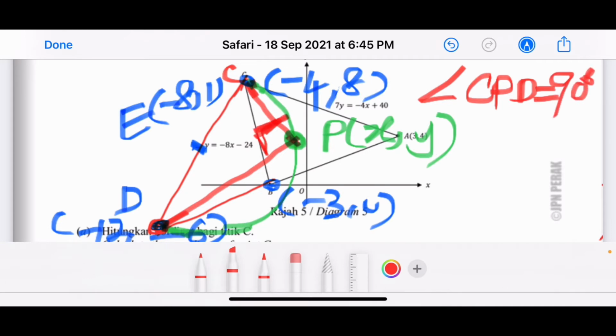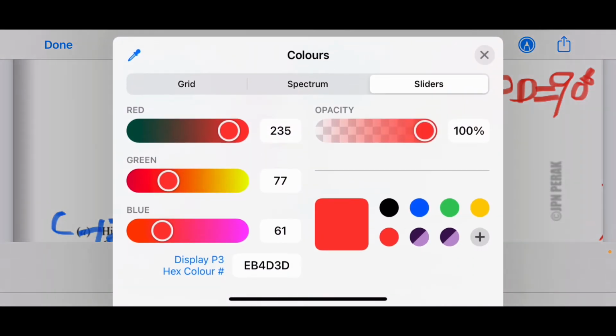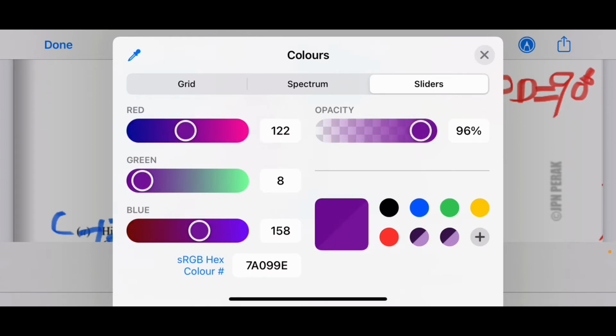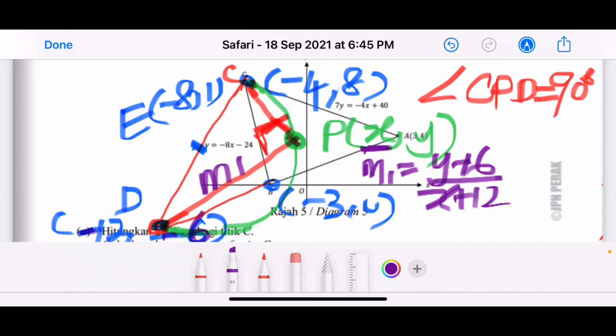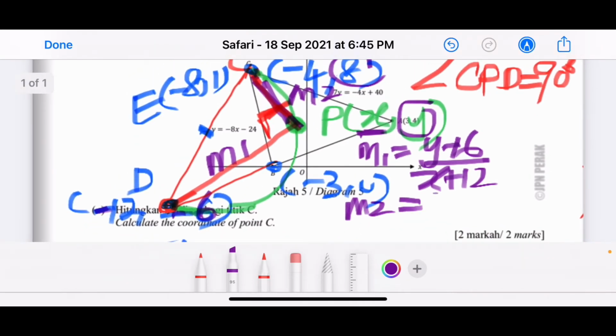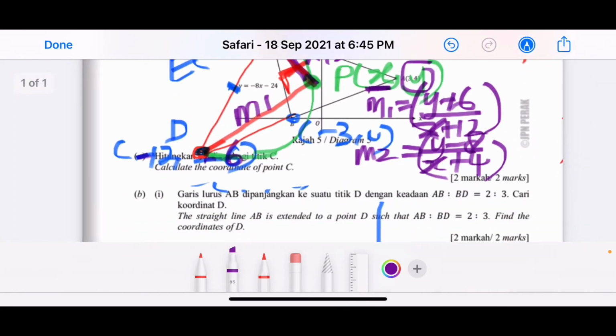This here is 90. So I'm going to find the gradient for the perpendicular lines. M1 is equal to (y minus -6) over (x minus -12), that is, y plus 6 over x plus 12. And then I'm going to find M2. For M2, I use y minus 8 over x plus 4, this x here being x minus -4. If I take these two gradients and multiply, I can say that they are perpendicular.